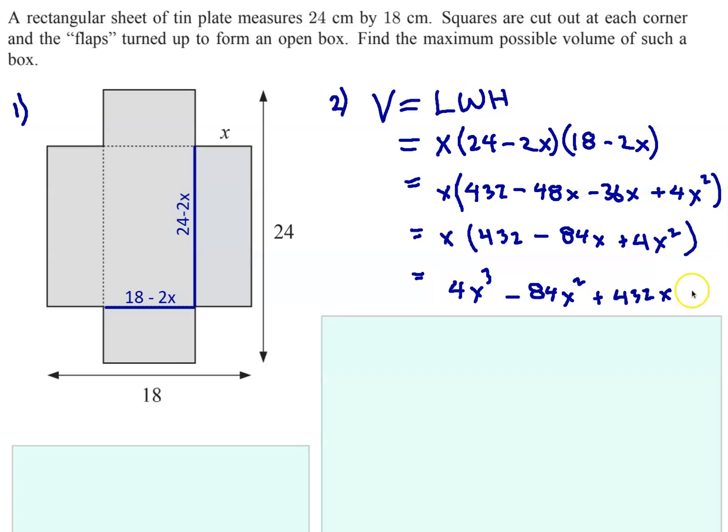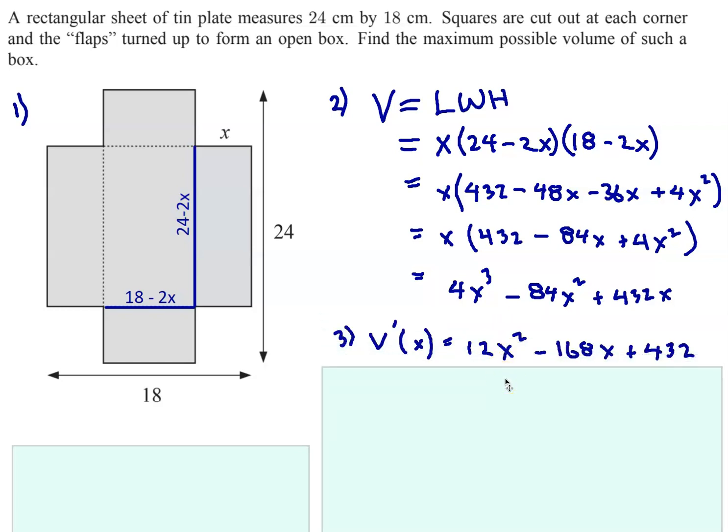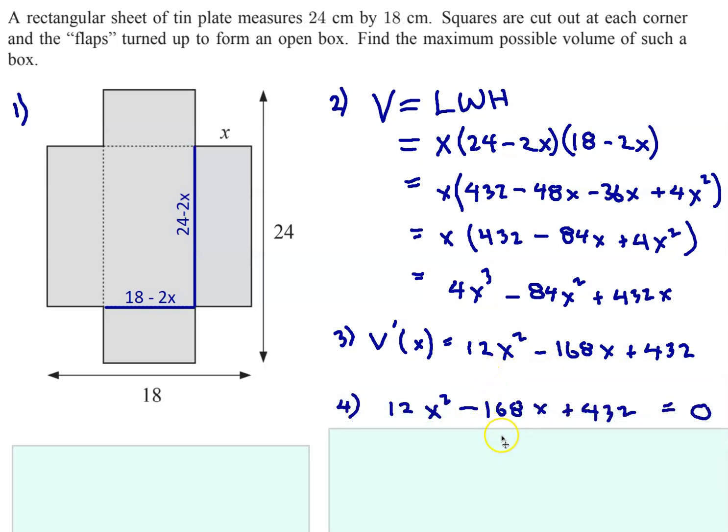Okay, next step, find the derivative of that. So once again, go ahead and do that on your own, please. Stop the video and check your answer once you finish. This step, hopefully for you, is pretty straightforward. So I've ended up with 4 times 3 is 12, x squared. 84 times 2 is 168x plus 432. Set that equal to 0. And now we have to solve that equation.